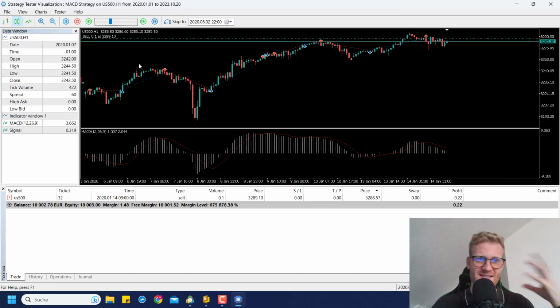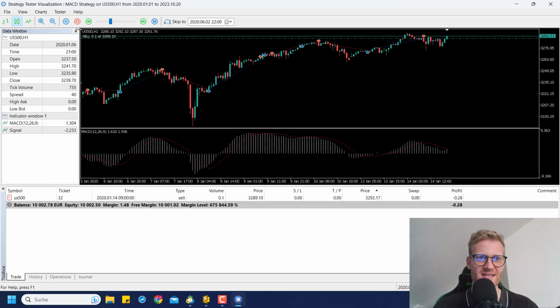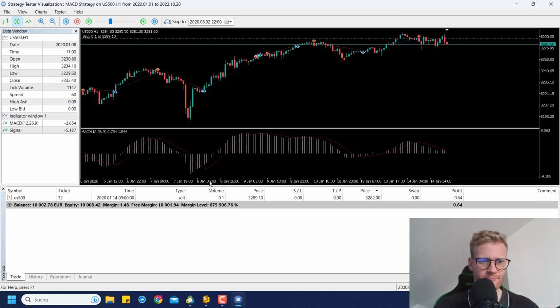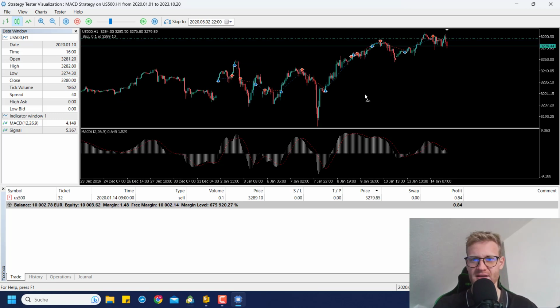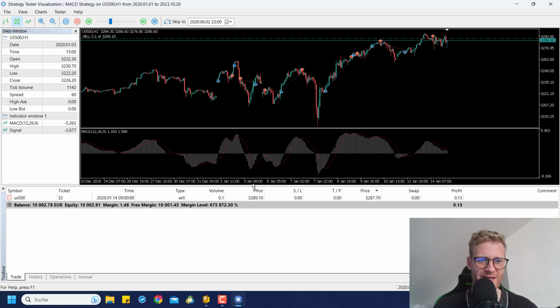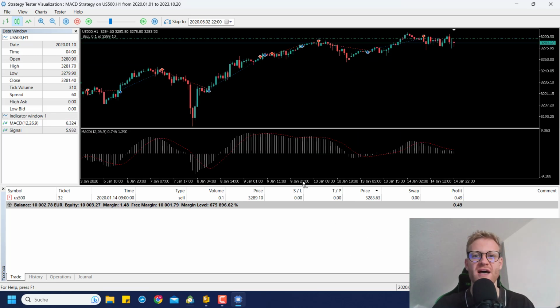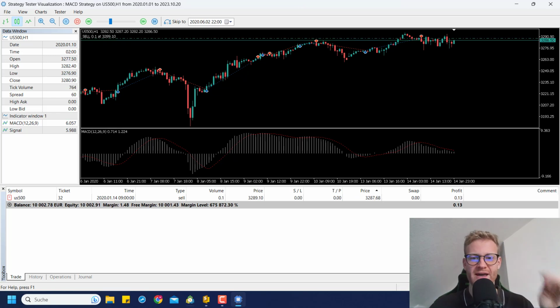So the setting is really simple. You can see here in the upper left corner, I'm using the US500 index CFD. And I'm starting in the beginning of 2020. And we can also test longer periods later on. But first of all, I want to start with the last around 3.5 years.